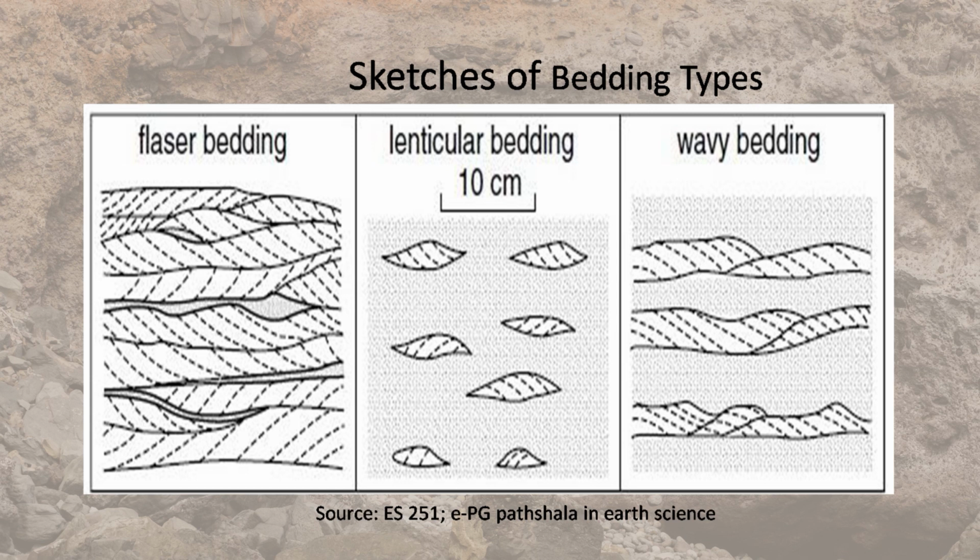One is the flaser bedding. In flaser bedding, ripples override one over the other, and it forms a sort of flaser shape that is not exactly lenticular, but one lenticle overrides the other. The other type is lenticular bedding, where the beds are separated from each other, and they form in the form of a lenticle, or they are called wavy bedding, like this.